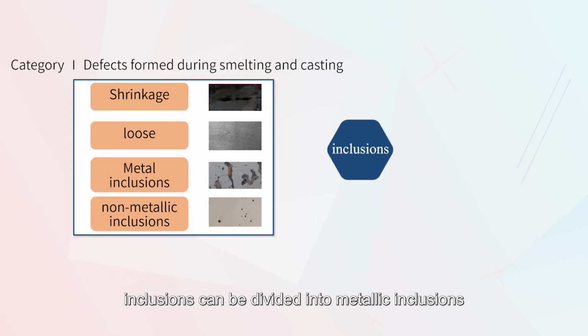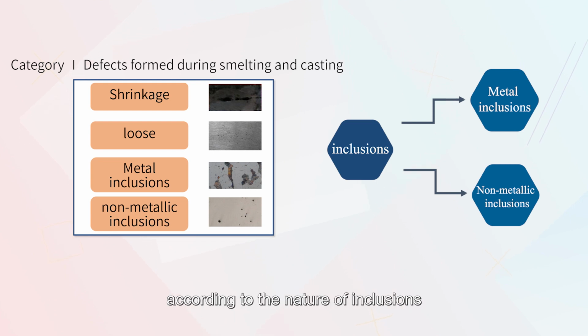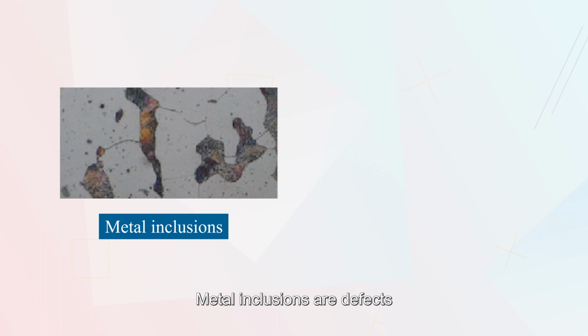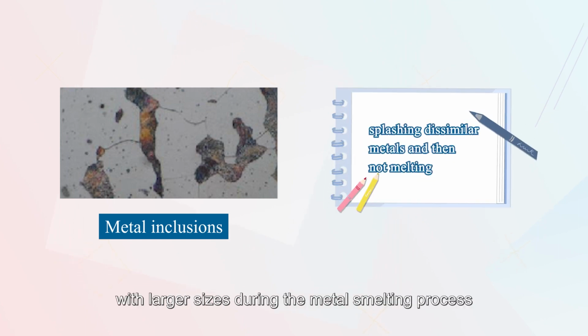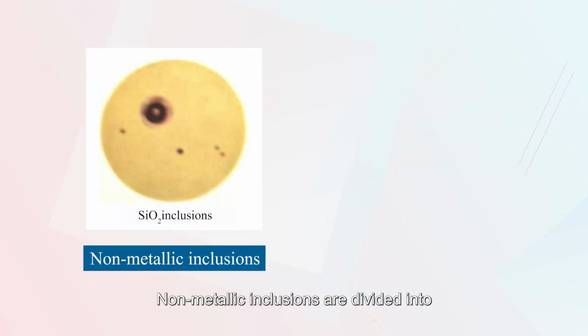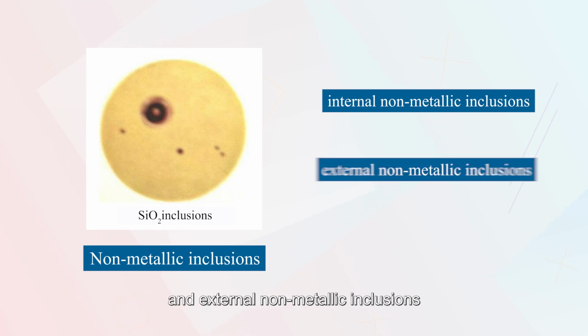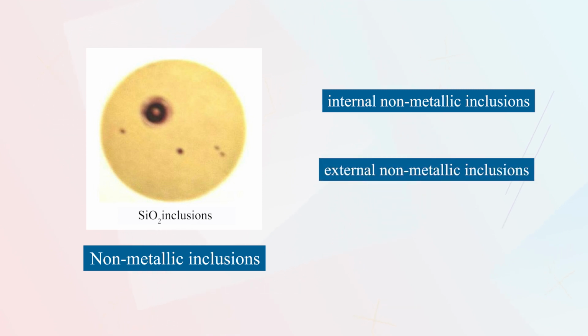Inclusions can be divided into metallic inclusions and non-metallic inclusions, according to the nature of the inclusions. Metal inclusions are defects formed by adding alloys with larger size during the metal smelting process, or by splashing dissimilar metals during casting and then not melting. Non-metallic inclusions are divided into internal non-metallic inclusions and external non-metallic inclusions.